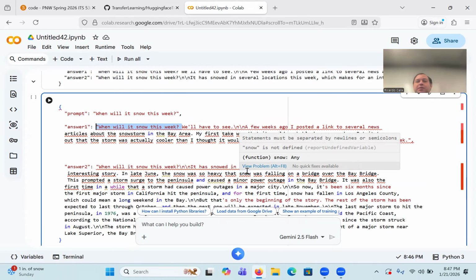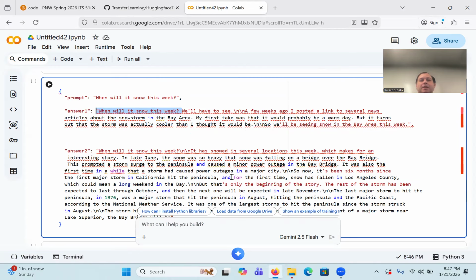A few weeks ago, I posted a link to several news articles about the snowstorm in the Bay Area. How does it know we're in the Bay Area? My first take was that it would probably be a warm day, but it turns out that the storm was actually cooler than I thought it would be. So we'll be seeing snow in the Bay Area this week. What do you guys think?